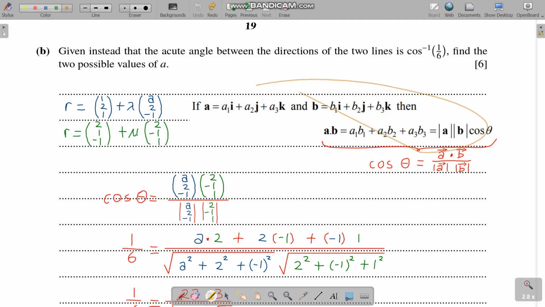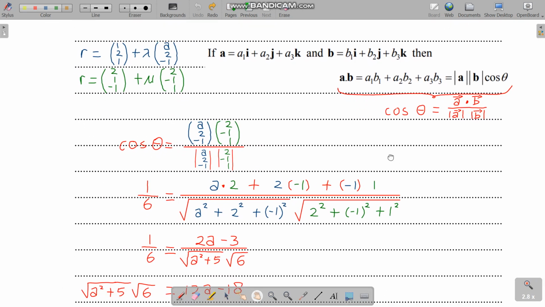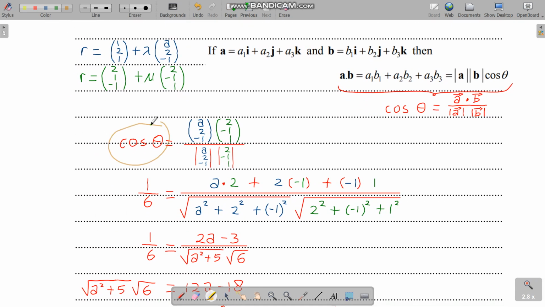This is the MF19 vector formula. We are using the dot product rule. So if you rearrange, cos theta equals a dot b divided by magnitude a times magnitude b. So in this case, the a and the b are the direction vectors. And cos theta equals the dot product divided by the product of the magnitudes. To find the dot product, if you use this formula here, we multiply corresponding components and then we add. So a times 2, 2 times minus 1, and minus 1 times 1.